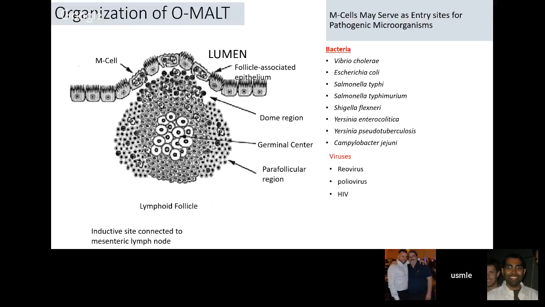Remember the M cells: they have control over the entry site of some bacteria. And this is where they're going to be reactive to poliovirus, HIV, rotavirus, and the bacteria that they allow in or that will be destroyed: Vibrio cholerae, E. coli, Salmonella typhimurium, Shigella, Yersinia, both enterocolitica and pseudotuberculosis, and Campylobacter jejuni. So these are what they're going to fight. Know the bacteria whose entry they fight.